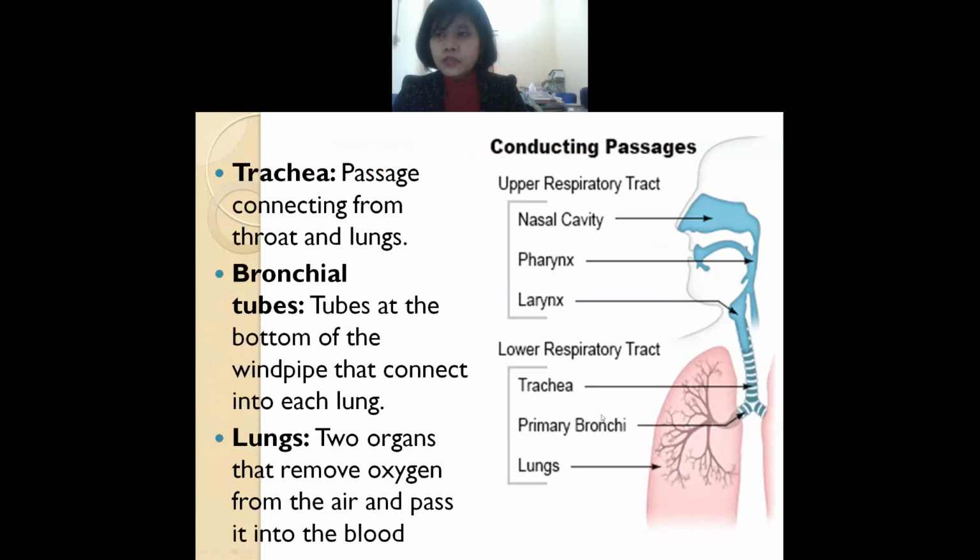Okay, first is trachea. So this is trachea. Trachea is a passage or a connection from where? The connection from the throat, this one, the throat, till your lungs.